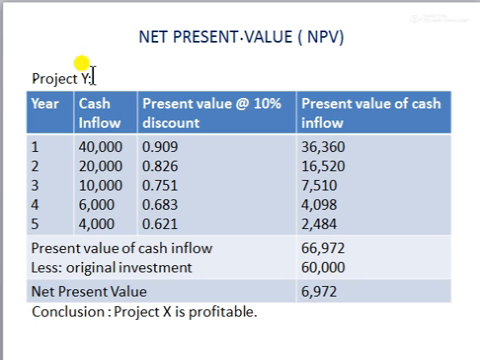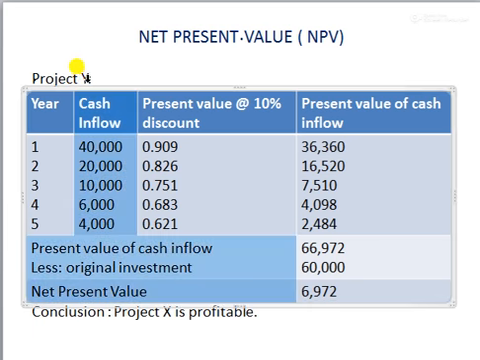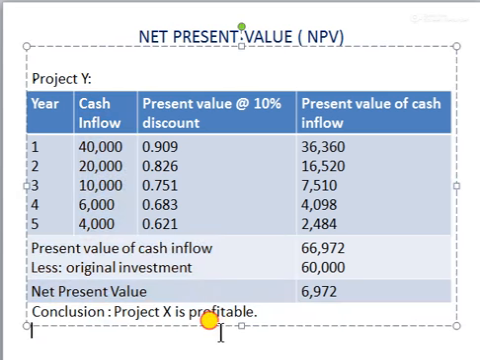Next, coming to project Y. Here the cash inflow and present value factor, these three columns of details are given in the problem. So what we did for project X, here also we are doing the same thing.